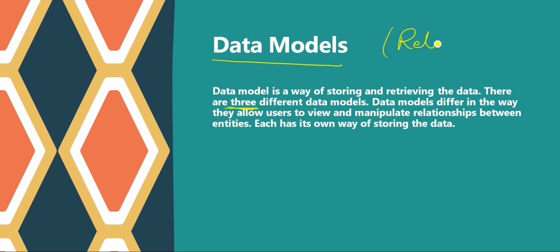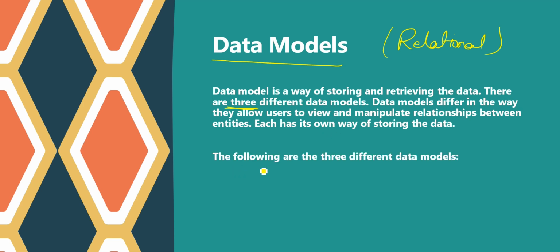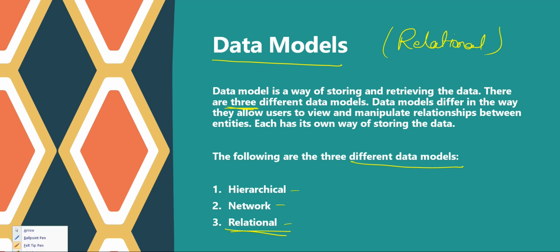We are mostly going to learn about the relational data model, where the data is stored in the form of tabular format, right? Different models provide different techniques, different ways. The following are three different data models. These are the main three data models: hierarchical model, network model, and relational model. We are going to look at all of these one by one, a little bit, but mostly we are going to learn about the relational model.